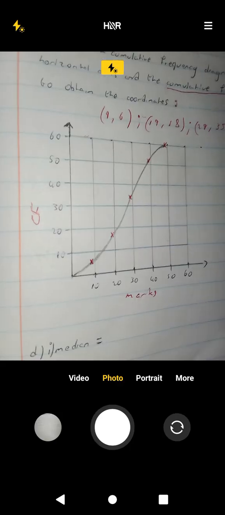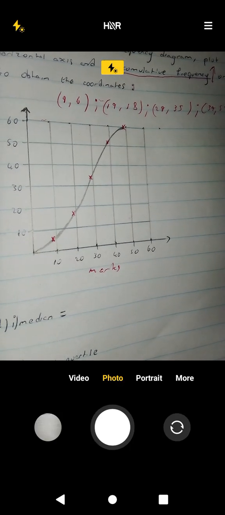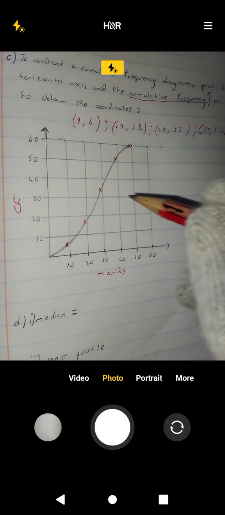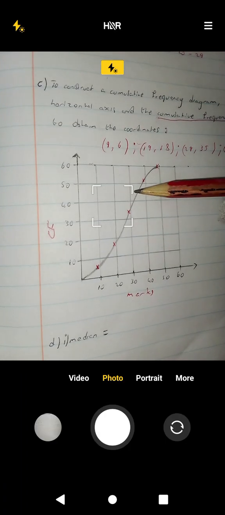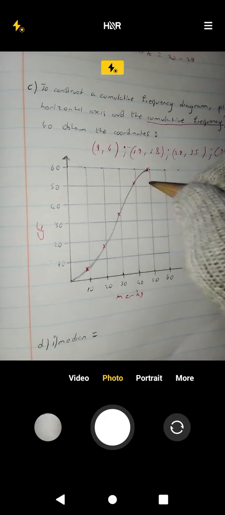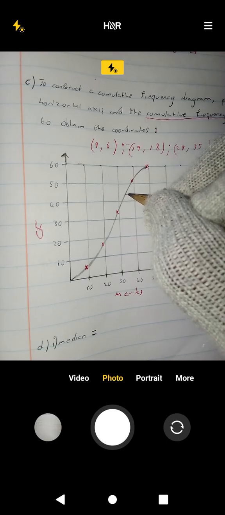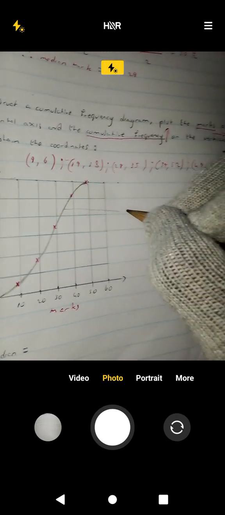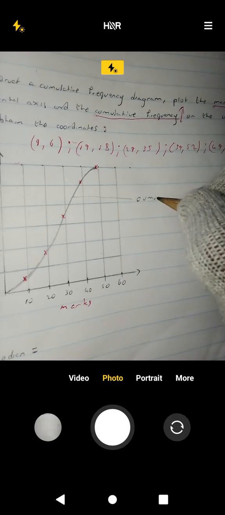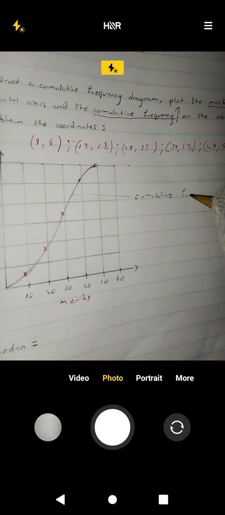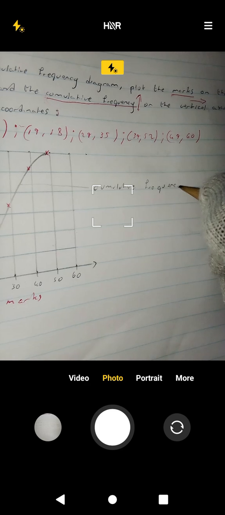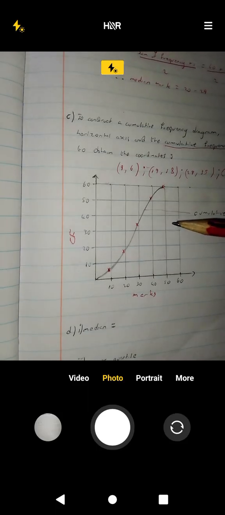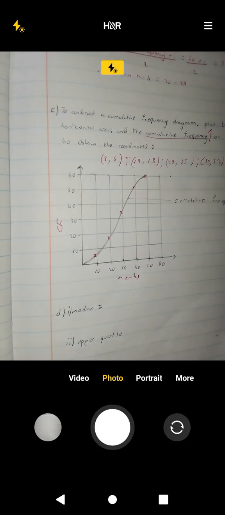Okay, it's not perfect, but I think it makes sense. So it should be a curve. So we call this a cumulative frequency curve. Please make a small label: this is a cumulative frequency curve. So we have completed our cumulative frequency diagram.